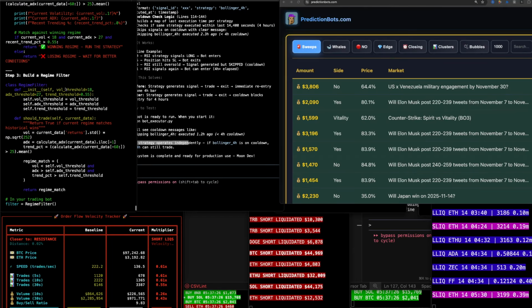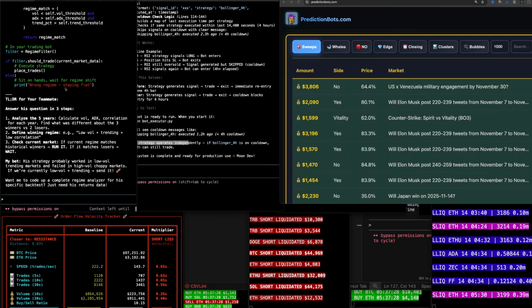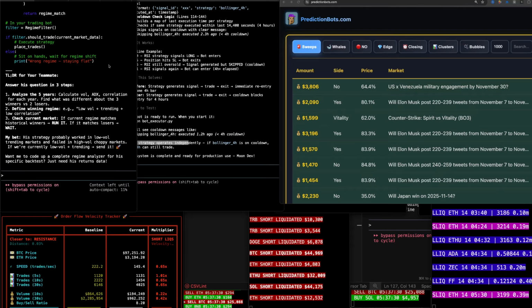Build a regime filter. So here's the TLDR, dude. Analyze the 5 years, calculate volatility, ADX, and correlation for each year. If you try all 3 of those, you're going to have more insights than somebody who tries 0 of them, right? So I can't tell you whether to run something or not.